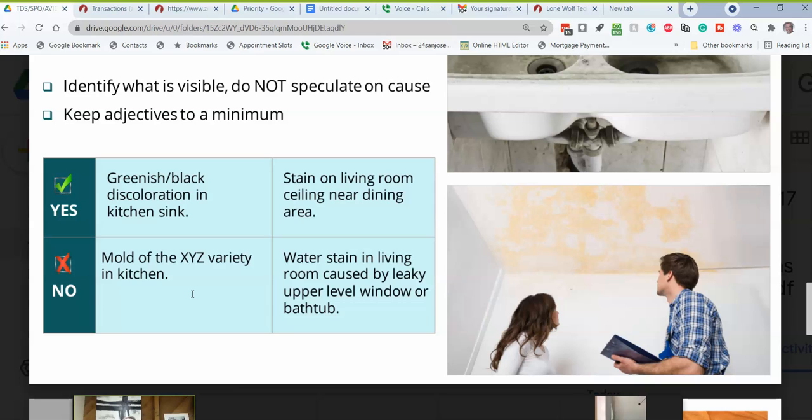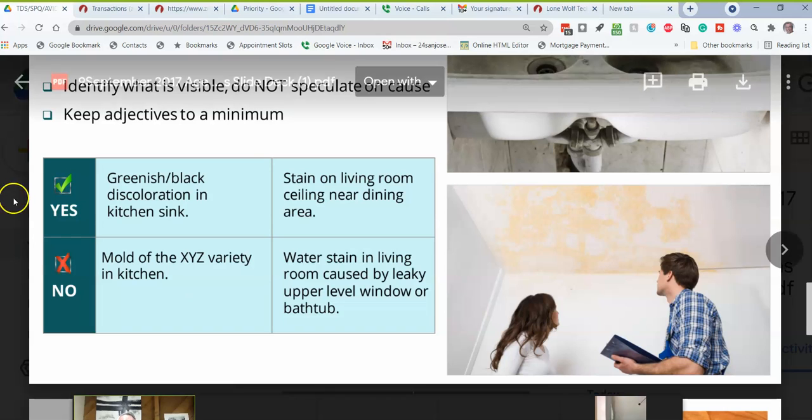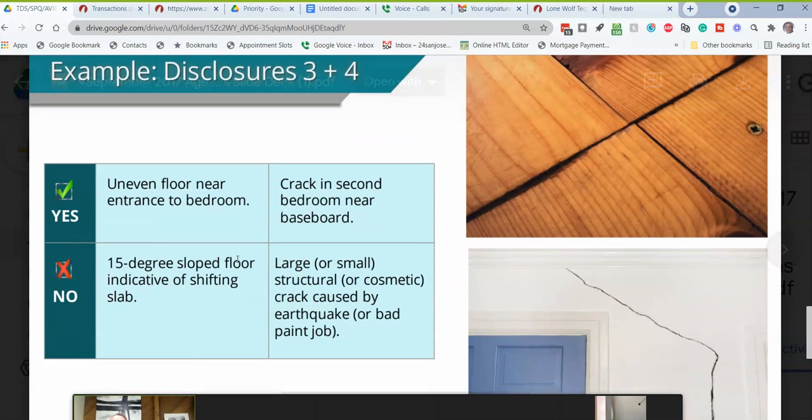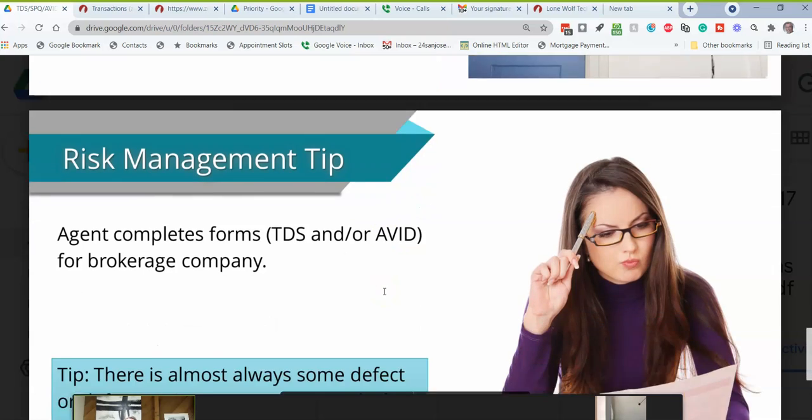If you're saying that, you're giving them a diagnosis. So uneven floor, you could say that. Cracks in the floor, you could say that. The 15-degree sloping floor indicated of shifting slab, no. And you don't say caused by earthquakes, you don't do that.